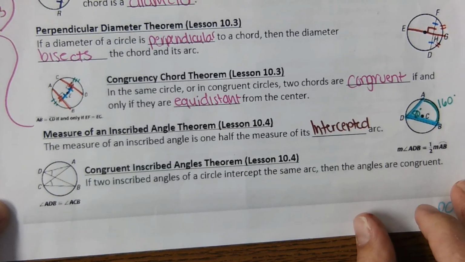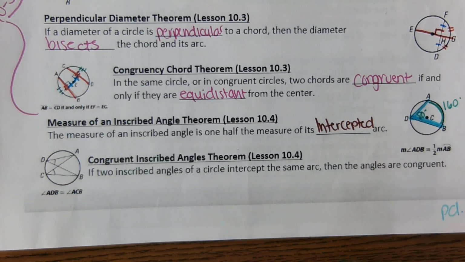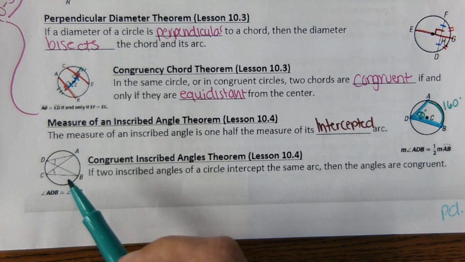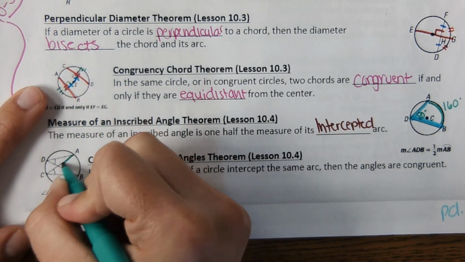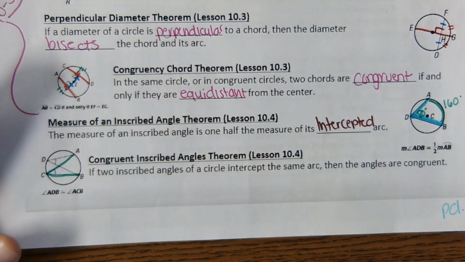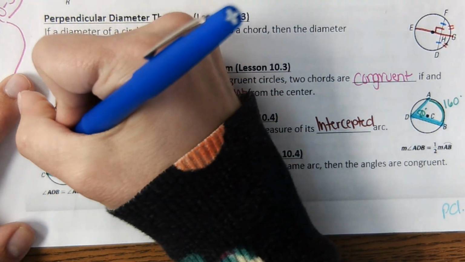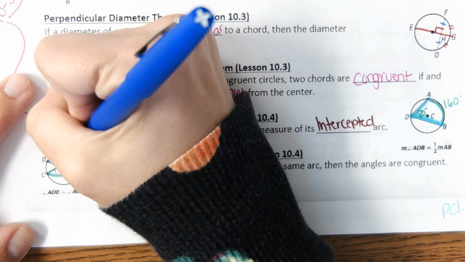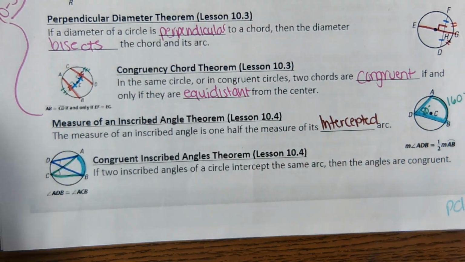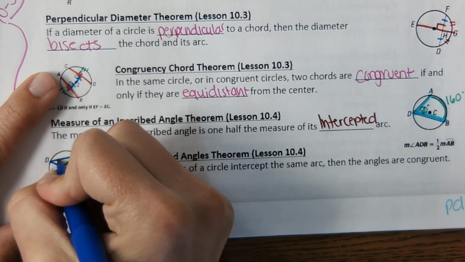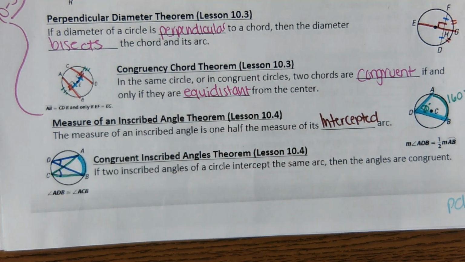Then the next theorem, the congruent inscribed angles theorem. When I look at this, I often see triangles, but if you look more carefully, you'll actually see an angle right here and also an angle right here. Two angles, and they have the same intercepted arc. So therefore, these angles are congruent. This angle is equal to this angle here. They're congruent.